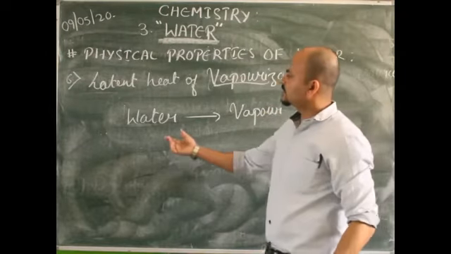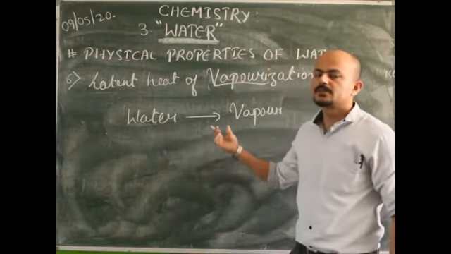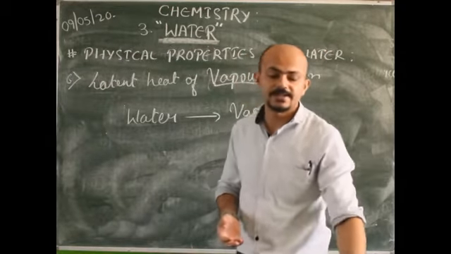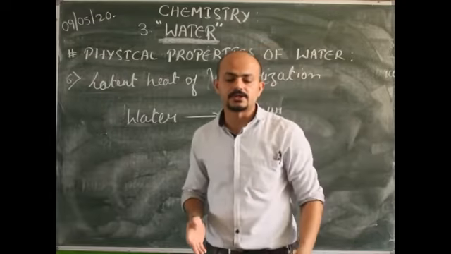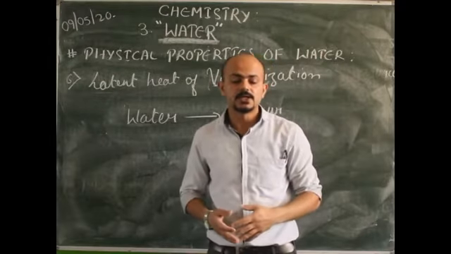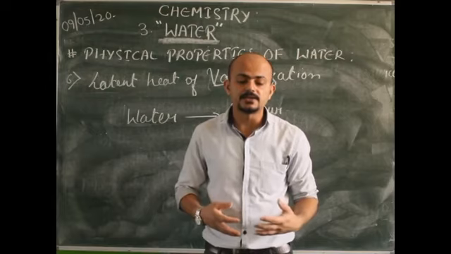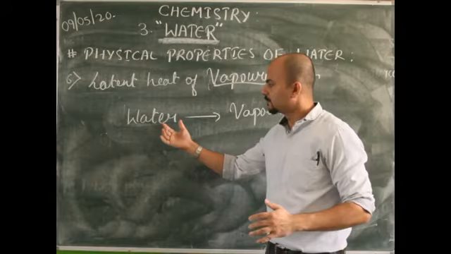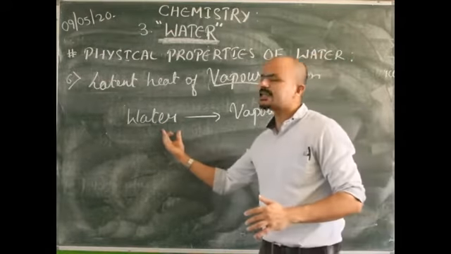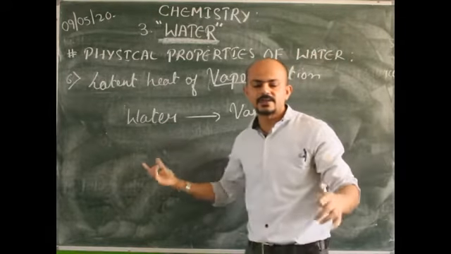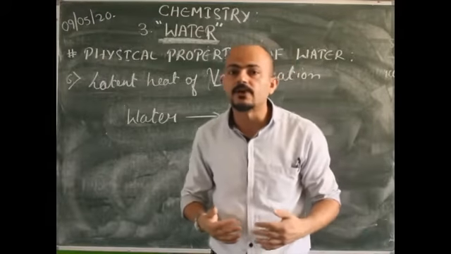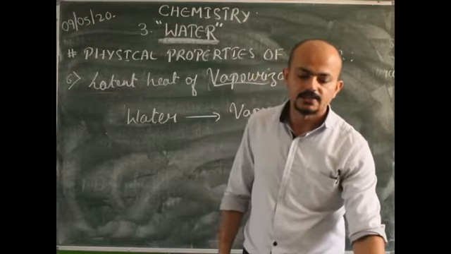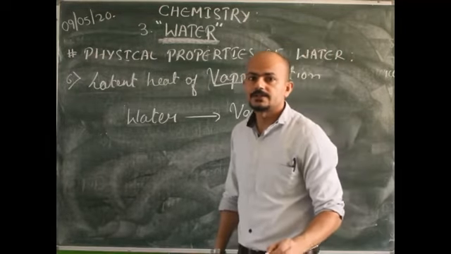So at what temperature does water boil? Pure water boils at 100 degrees centigrade. Now listen to the definition of latent heat of vaporization of water. It is the amount of heat energy required to change water into its vapor. The temperature has to be at boiling point, and there should not be any change in temperature.